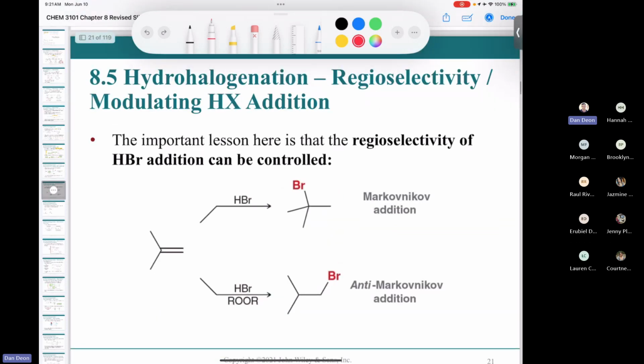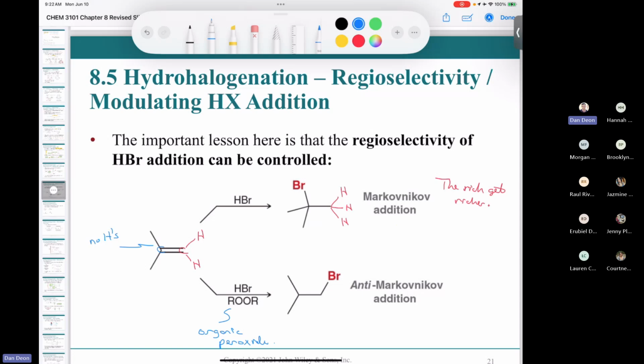So here's the summary. Again, let's take a look. If you look at this carbon in blue, it's got no hydrogens attached. If you look at the carbon in red, it's got 2 hydrogens attached. So if we do a Markovnikov addition, the rich get richer. So now this carbon has 1, 2, 3 hydrogens, and the other carbon takes the bromine. That's Markovnikov addition. If you put an organic peroxide in your reaction mixture, you get the anti-Markovnikov product.